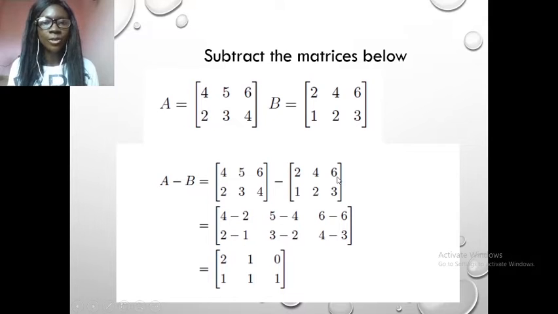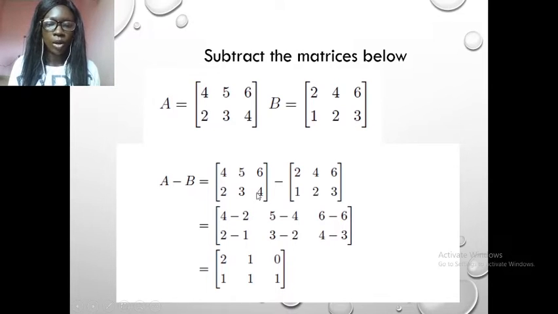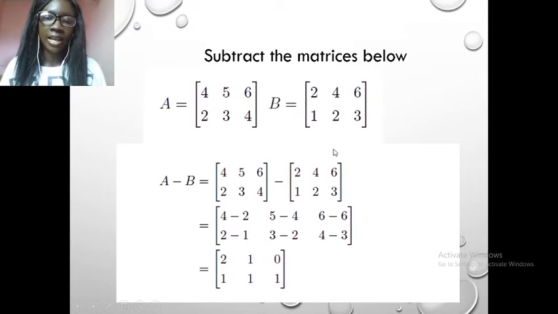Okay, so we are done with the first row. Now let's move to the second row. So let's go 2 minus 1, 3 minus 2, 4 minus 3. Okay, and that's what we have here. So our result: 4 minus 2, we have 2. 5 minus 4, we have 1. 6 minus 6, we have 0. 2 minus 1, we have 1. 3 minus 2, we have 1. 4 minus 3, we have 1. Now we observe that our matrix is 2 by 3, and our result also gives the same dimension.